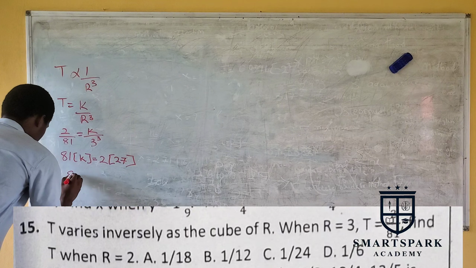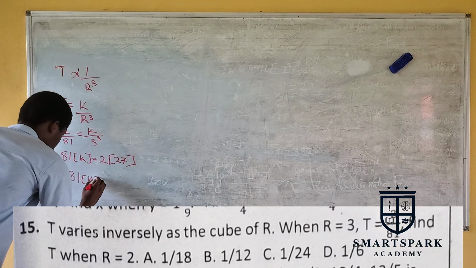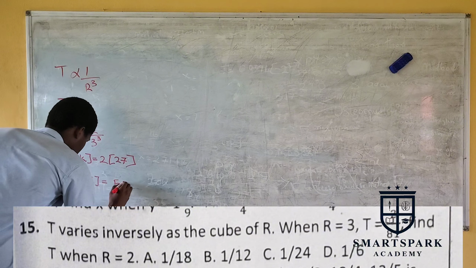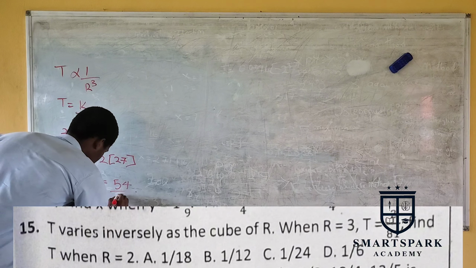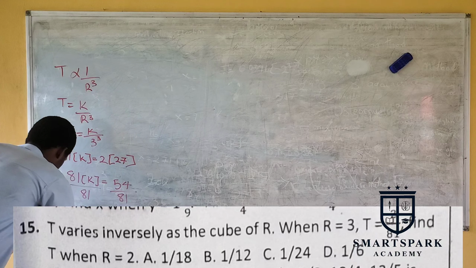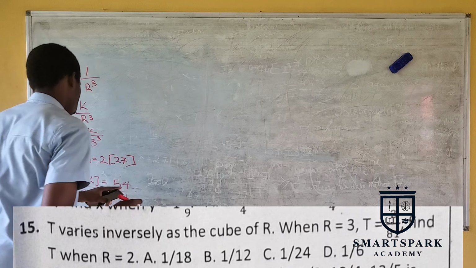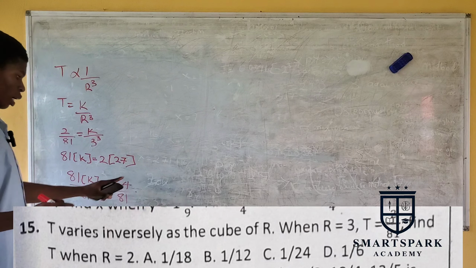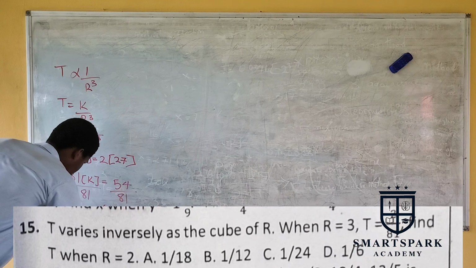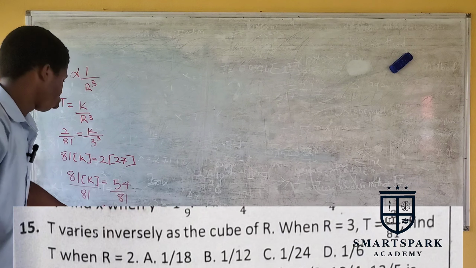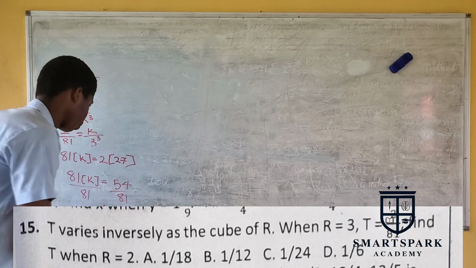So this 81k is equal to 54. So now we are going to divide by 81. So k is equal to, we are going to divide through by 9. 9 going into 54 and 9 going into 81, which is 6 over 9. And 3 can also go into this, which is 2 over 3.